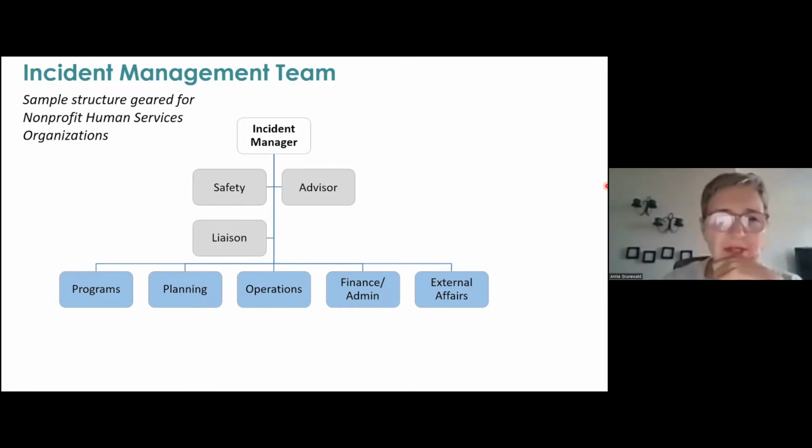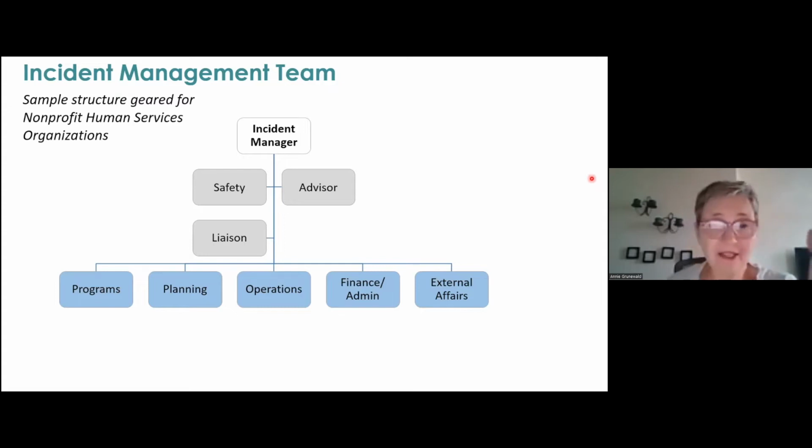So you'll notice that, really the way to think about this is most positions will be filled by your leadership. It's not that different, but what they're going to be focusing on is going to be different during an incident. Okay, so let's just do a high-level review of this chart.